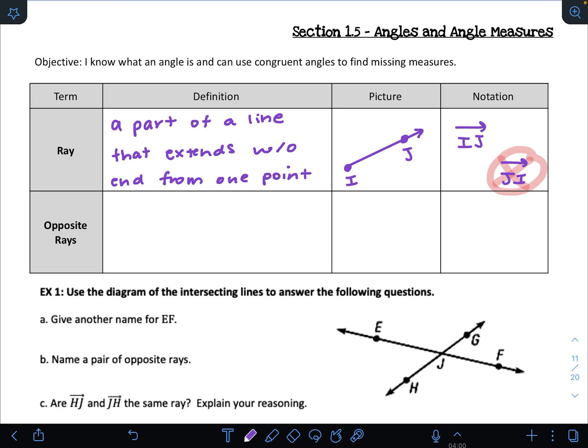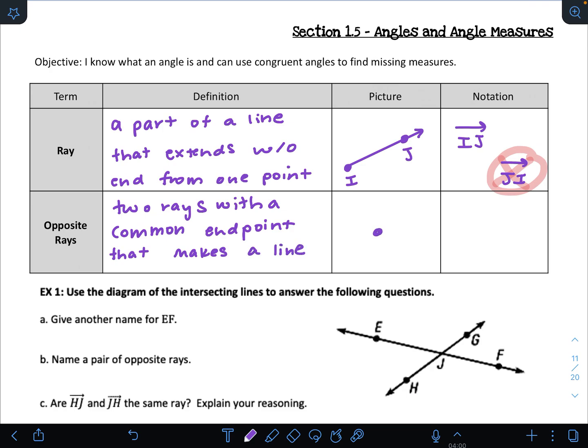The next term is opposite rays. So we're using ray again, but this is opposite rays. Those are two rays with a common endpoint that make a line. And so what happens with these is you have two rays that are coming from the same endpoint, but they literally go in a complete opposite direction of each other. That's why they're called opposite rays.